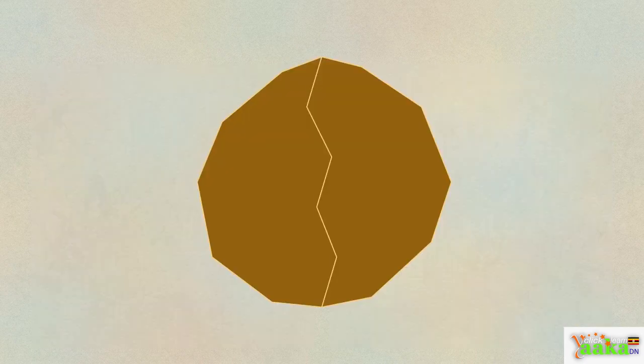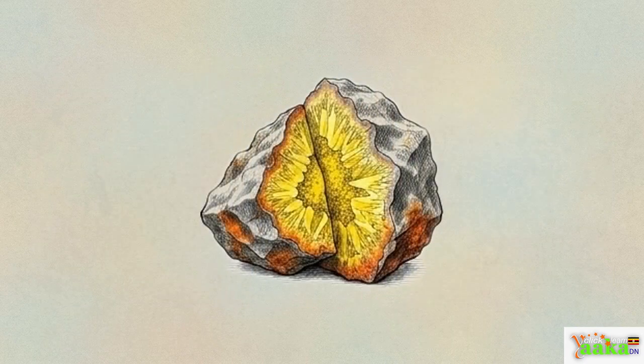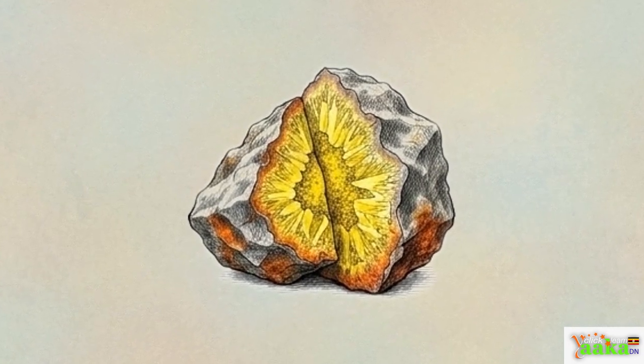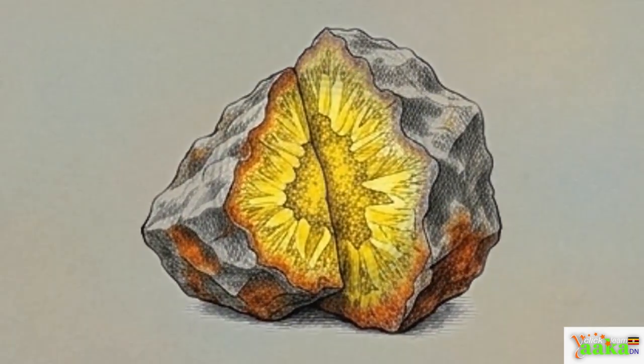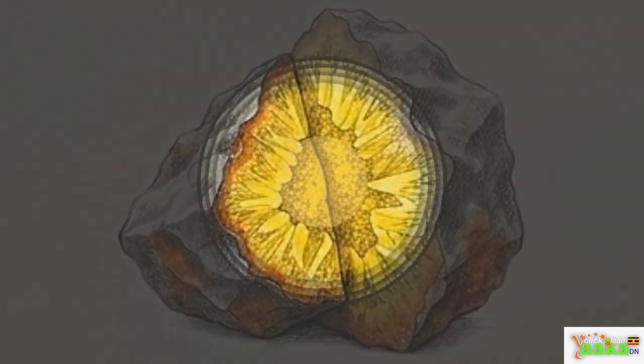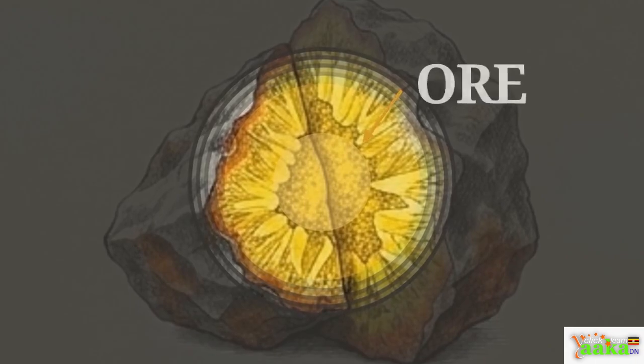Look at this cross-section of a rock splitting open. It helps to think of it like a jackfruit. The rock is just the thick, unusable outer skin. What you are actually looking for is the highly concentrated, valuable mineral inside. When a rock contains enough of that sweet spot to justify the extraction costs, we call it an ore.